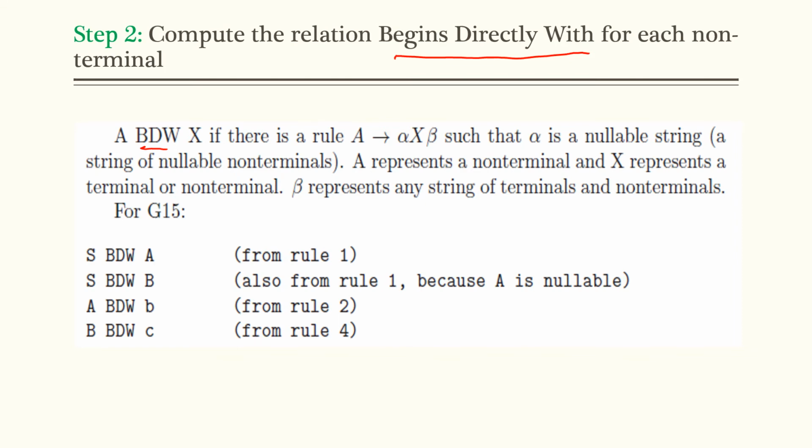So this is BDW. We want to indicate, for each non-terminal, what it starts with. For rule number 1, it starts from A, and it can also start from B when A is replaced with epsilon. For rule number 2, A can start with B. For rule number 4, B can start with C. So that is step number 2.